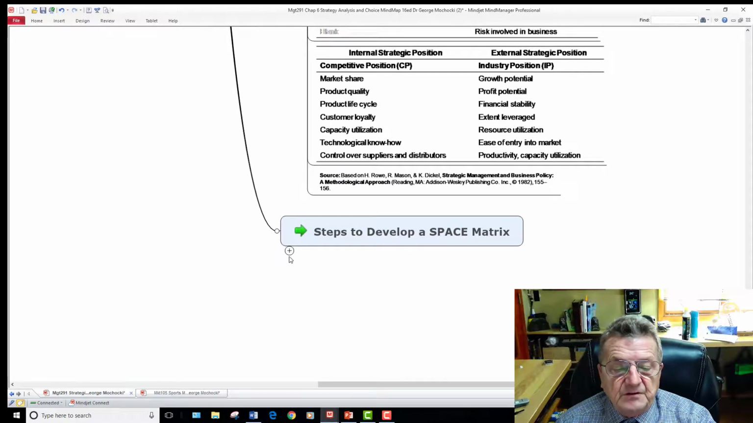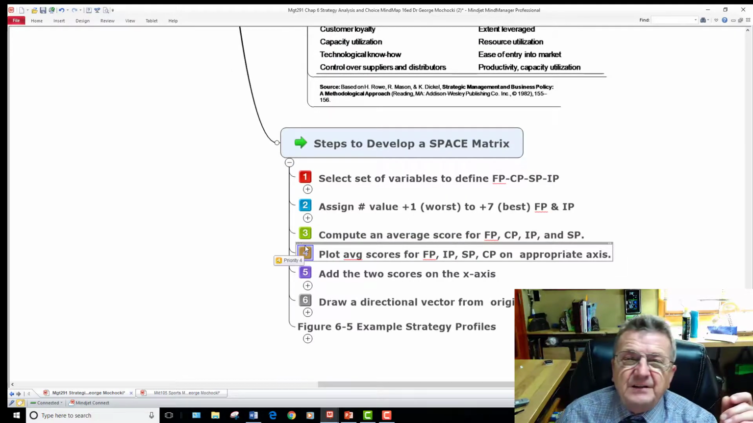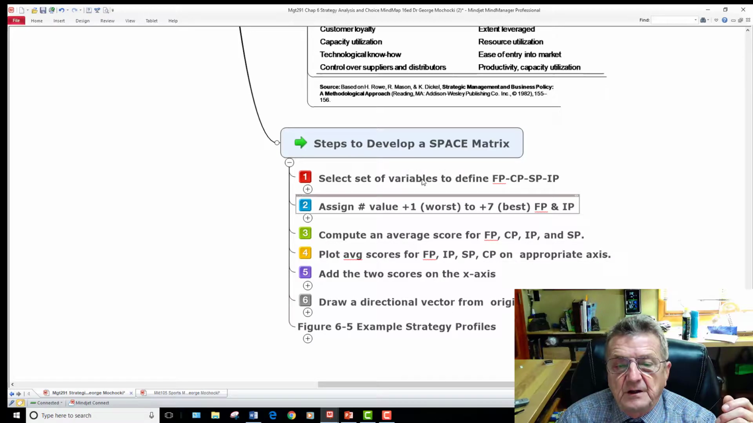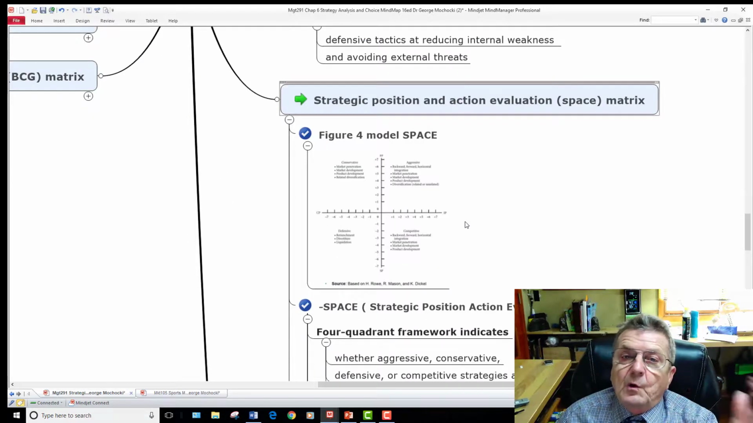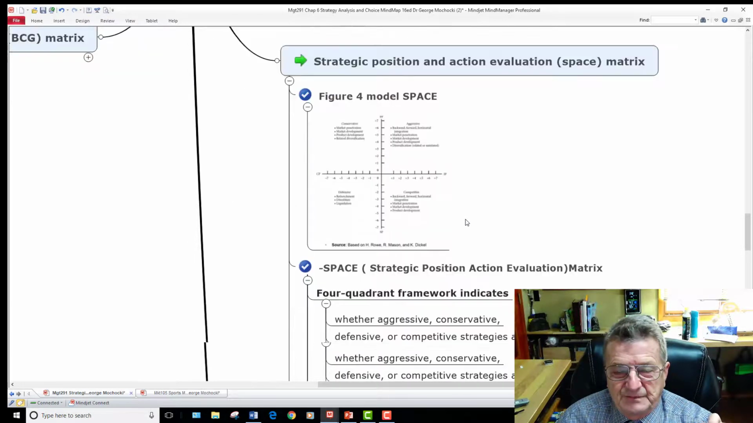Now what I have in here is also steps for SPACE. This one's kind of easy. How do I do my SPACE? Remember, what does SPACE stand for? It basically stands for Strategic Position and Action Evaluation. Where am I standing? Another matrix.